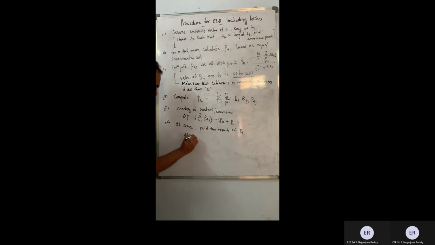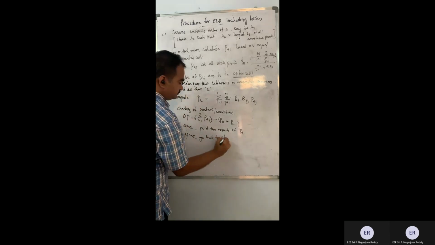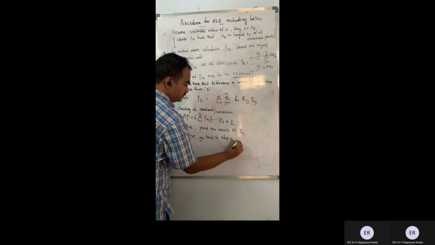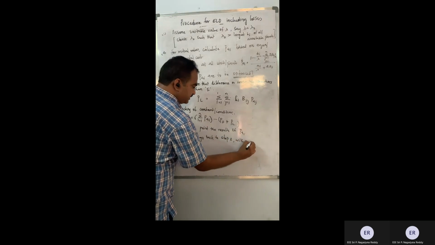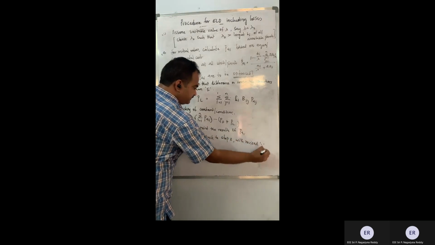If delta P is greater than tolerance, then go back to step 3 with a revised value of lambda. So now you need to change the value of lambda, because earlier we had chosen some value of lambda. We have obtained these things, but since it is not being satisfied now, you need to change the value of lambda. Let us suppose your generations are very, very low.